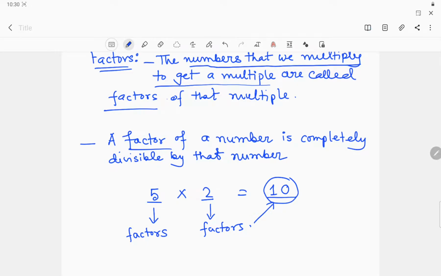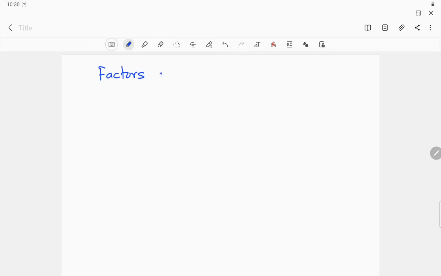So now let us find the factors of 16. How to find factors of 16? At first, you multiply 1 by 16, you will get 16, right? If you multiply 2 by 8, you also get 16.